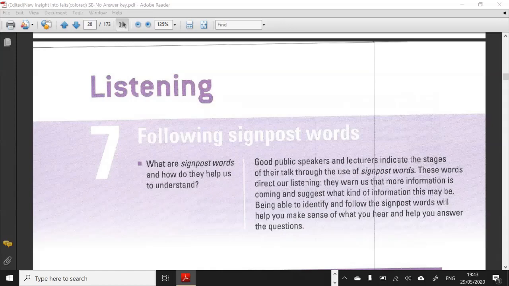Being able to identify and follow the signpost words will help you make sense of what you hear and help you answer the questions. My question to you is, when you hear the word signpost or signpost words, what comes to your mind, and where do you see signposts, and how do signposts help you in your everyday life? Anyone can answer.